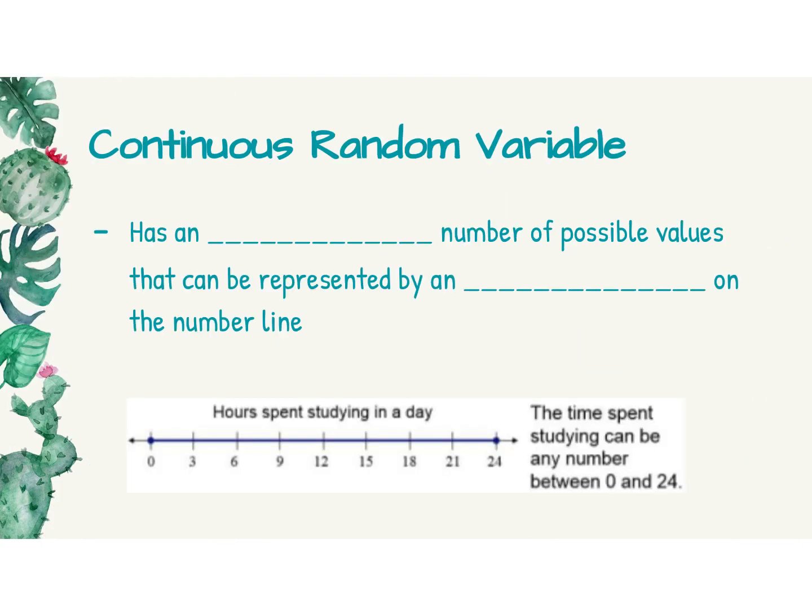So normal distribution has to have a continuous random variable. A continuous random variable is a variable that has an infinite number of possible values that can be represented by an interval on the number line.